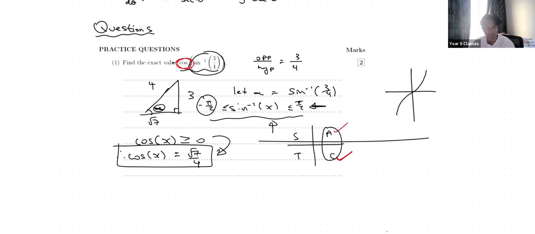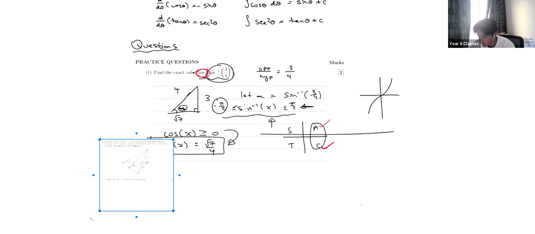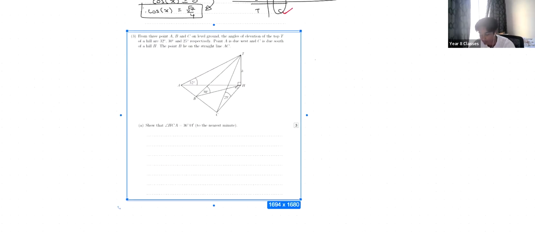On to a 3D trig problem. So Zoe, I'm going to get you to work on this one. You can take like 30 seconds to think before I ask you.